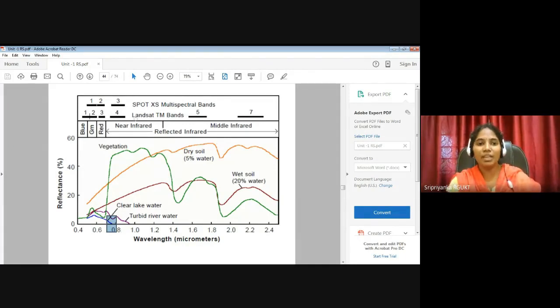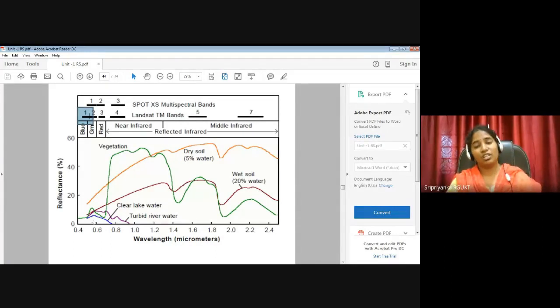If I simply pick my first band, which is a mix of blue and some part of green, and want to differentiate between water and vegetation in this area, I cannot, because both of them show a similar pattern of reflection. Which band I need to choose is a challenging factor here. Because if I choose band 1, both of them more or less show the similar kind of reflection. But if I pick band 4, then I will be able to differentiate between the clear water and the vegetation.